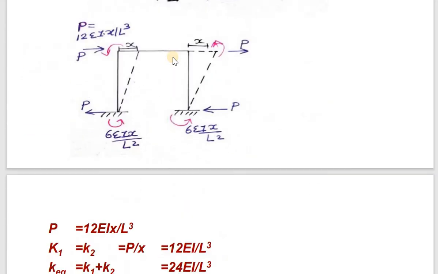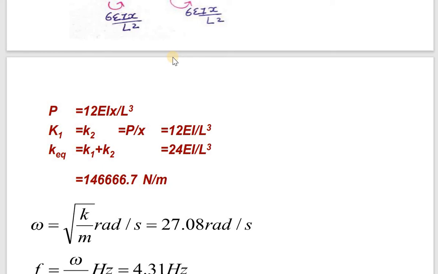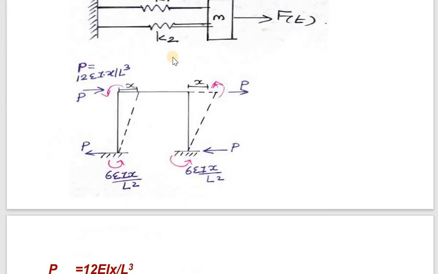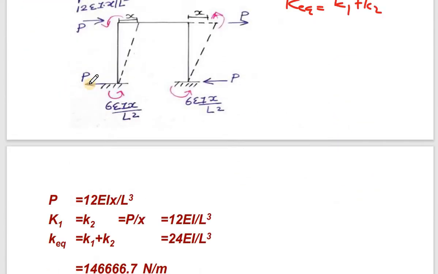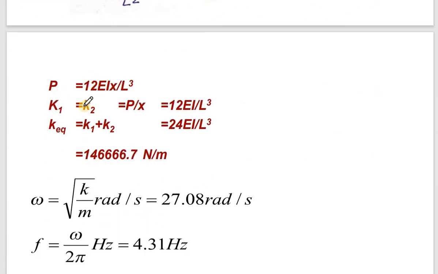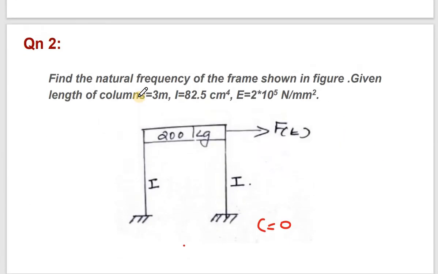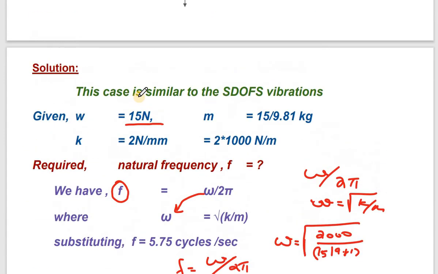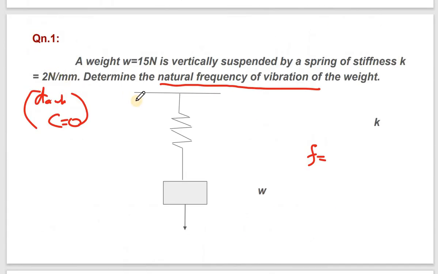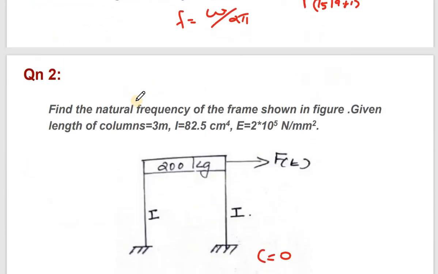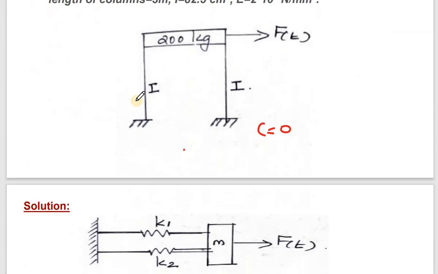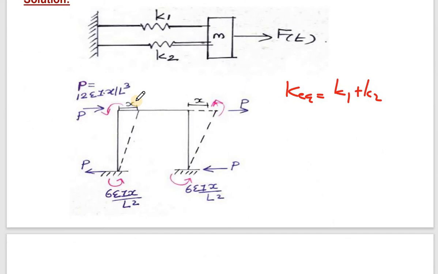Now here, the thing is that there are 2 stiffnesses, K1 and K2. So the equivalent stiffness, K equivalent, is equal to K1 plus K2. Now here we don't know what K1 and K2 are. In the other problem, the K value was given, but here we don't know K1 and K2. For that, you need to understand these values.